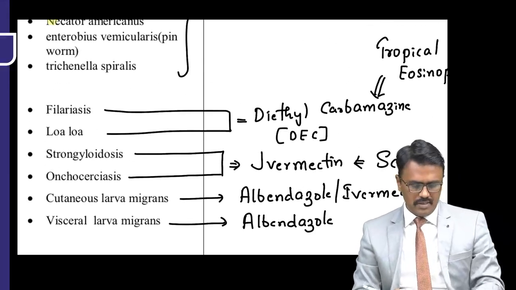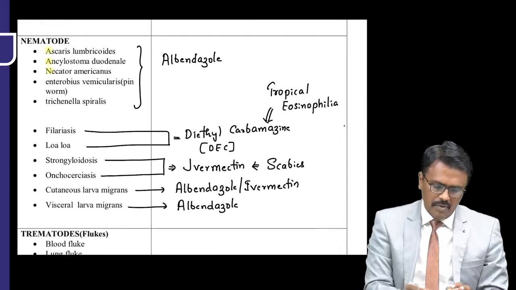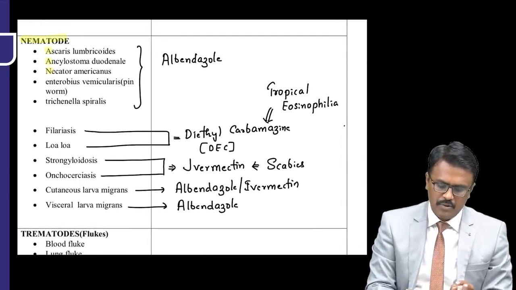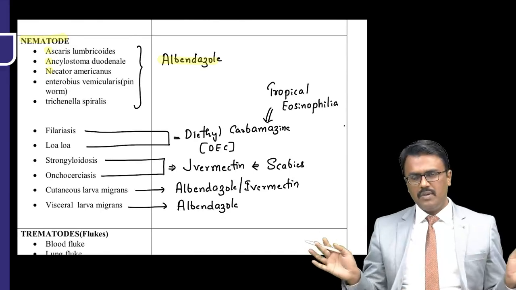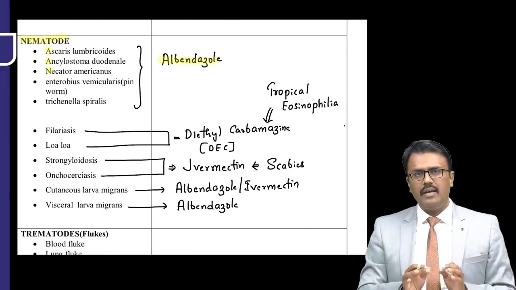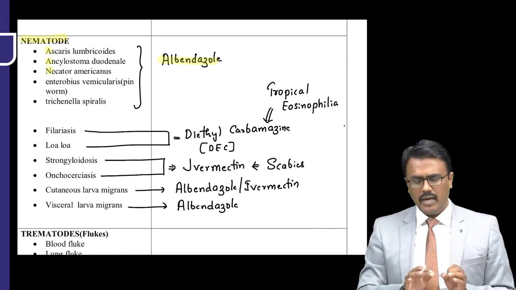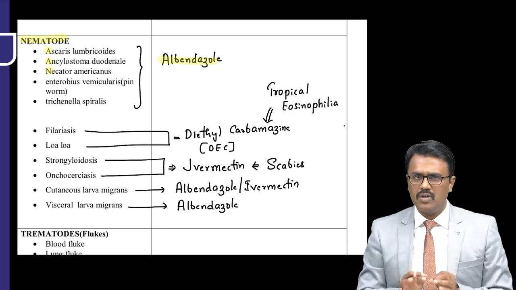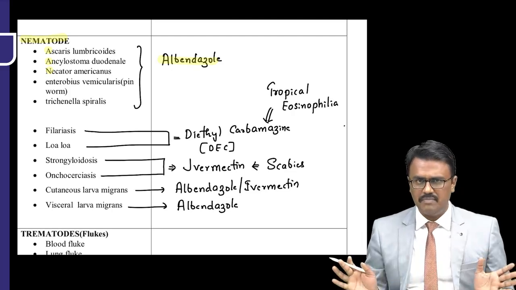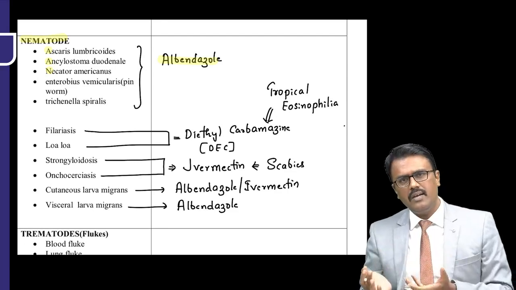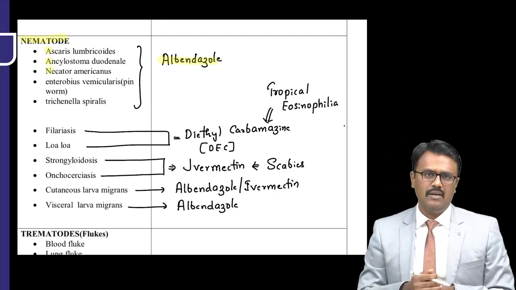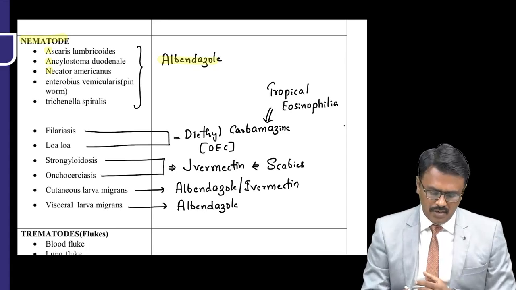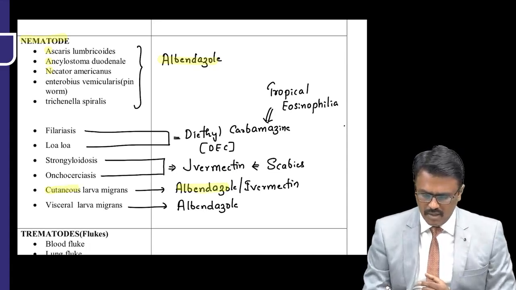Now, I can simplify this. Remember, for all nematodes, the drug of choice is albendazole. Everywhere albendazole, but there are exceptions: in filariasis and Loa loa, it is DEC. Strongyloidosis and onchocerciasis, it is ivermectin. And larva migrans, again it is albendazole only. The exception is cutaneous larva migrans, where you can give albendazole as well as ivermectin.